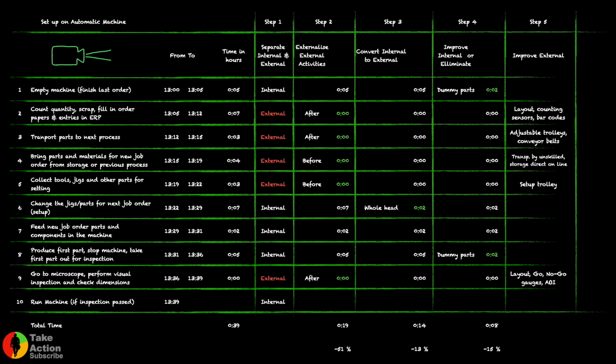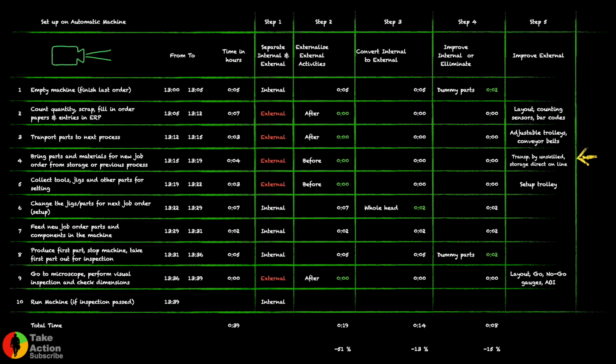For activity number 4 we have: bring the parts and the material for a new job order from the storage area or from the previous process. In this case, what we can do is use our skilled operator only for the machine, and for such activities, transporting the parts to the next process or bringing the parts from the previous process and the material to the machine, that can be left to unskilled operators whose job is just to go through all the processes and see if there is a need for any raw material or parts, and then they transport them continuously.